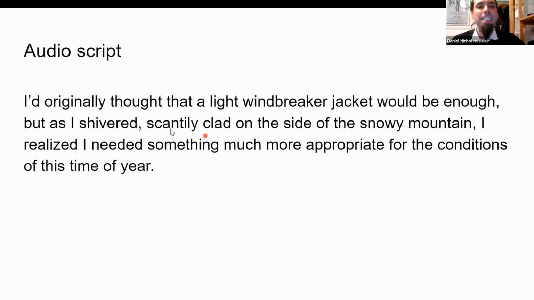I think a dictation, or how many words, or dictation filling in this part would be quite useful. This is probably going to be the elusive section. But as I shivered, scantily clad on the side of a snowy mountain, shivered and snowy mountain are quite intelligible, but scantily clad, if you don't know it, might be quite difficult.